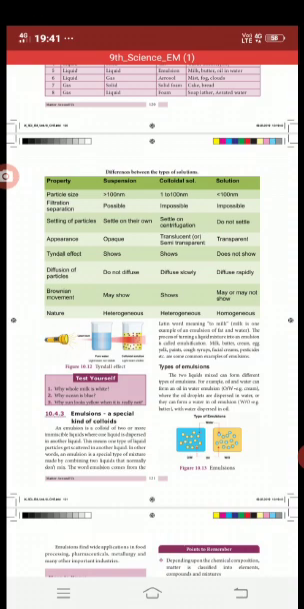Okay, so suspension is heterogeneous. Yes, the components can be seen, that is a non-uniform composition. And colloidal solution also has a non-uniform composition. So it is heterogeneous because the particles present in the solution are visible. In solution they are invisible, so it is a homogeneous one.